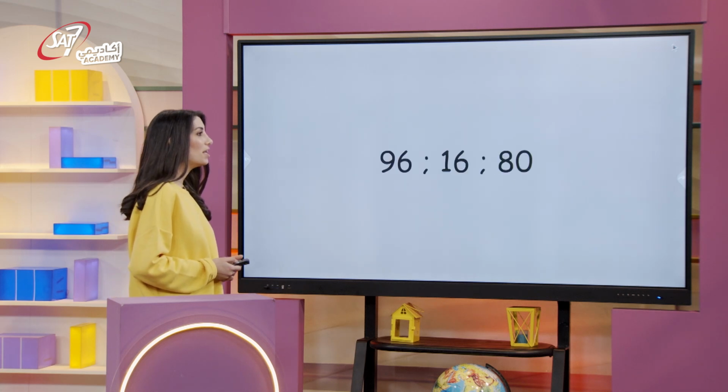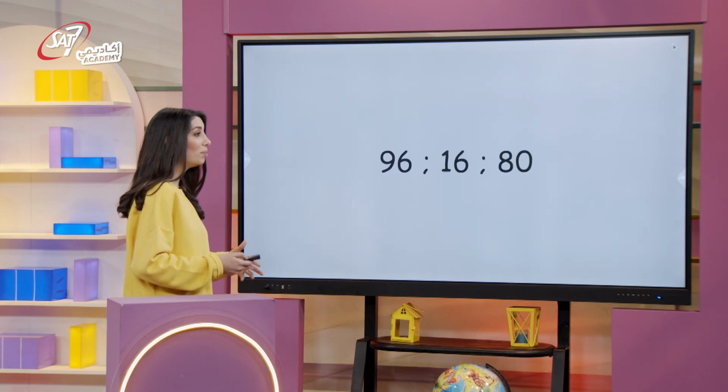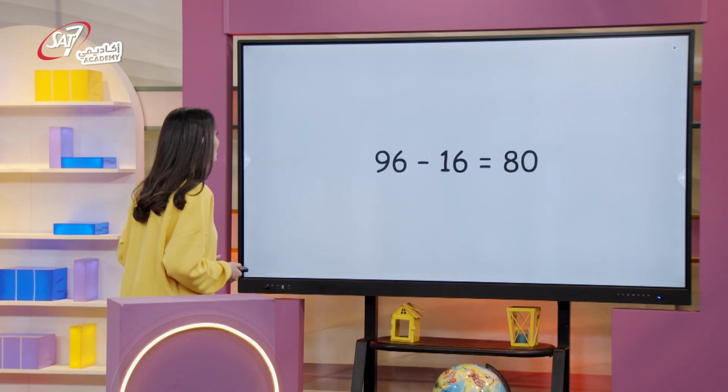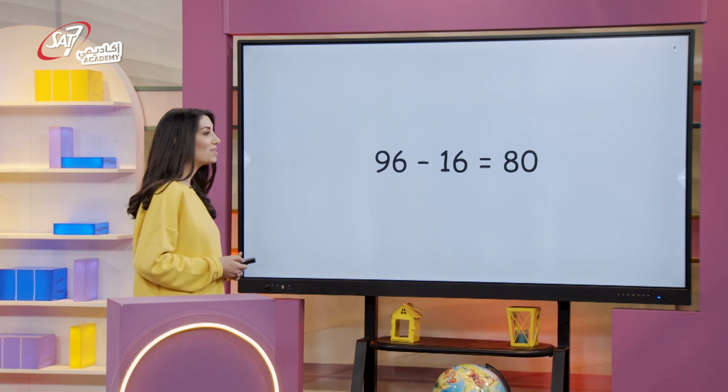Look at these 3 numbers. Can you write 4 number sentences using them? Let's subtract first. We should start with the biggest number, which is the total, 96. 96 minus 16 equals 80.